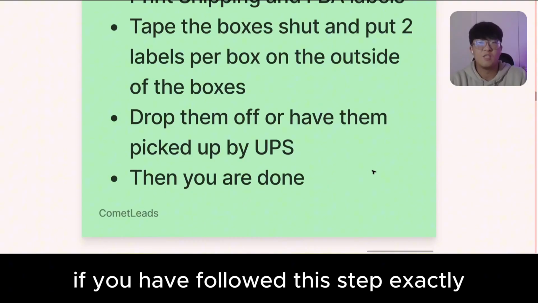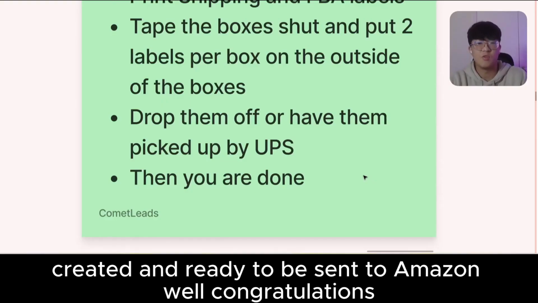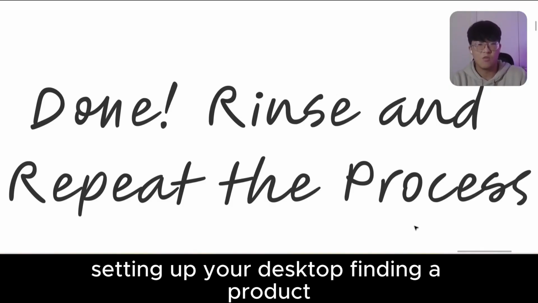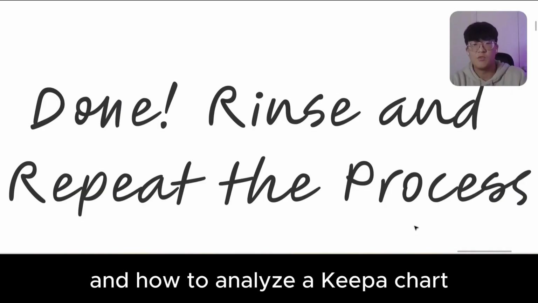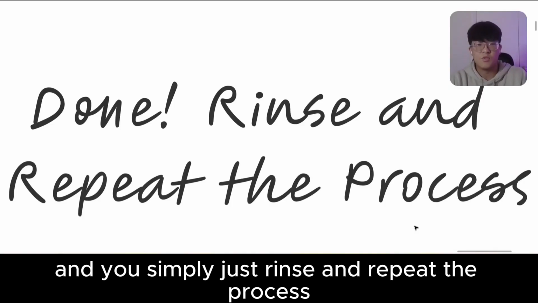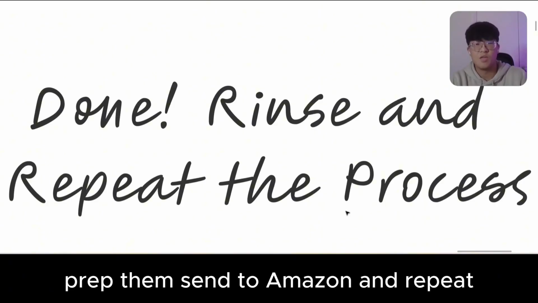If you have followed these steps exactly, you should have a successful FBA shipment created and ready to be sent to Amazon. Well, congratulations. So now you've done a full workflow from setting up your seller account, setting up your desktop, finding your product. And if you want to know how to calculate a profit before buying any product and how to analyze the keeper chart, continue to watch the rest of the training module, and you simply just rinse and repeat the process. Once you find the product, buy them, prep them, send to Amazon, and repeat.